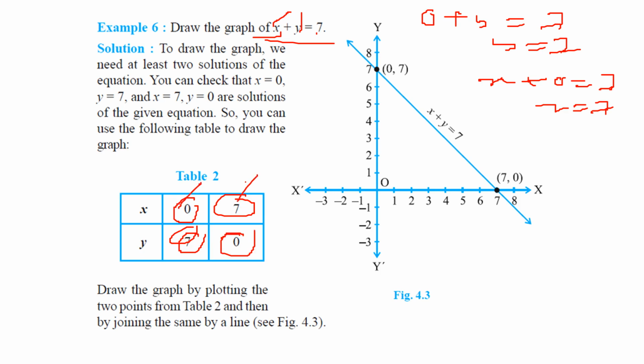Why did we take x equal to 0 and y equal to 0? Because we will get 2 points on the coordinate axes. Where x is 0, that means we are talking about the y axis, and where y is 0, that means we are talking about the x axis. So we get 7, 0 here, 0, 7 here. Just join these 2 points. This is your required line.